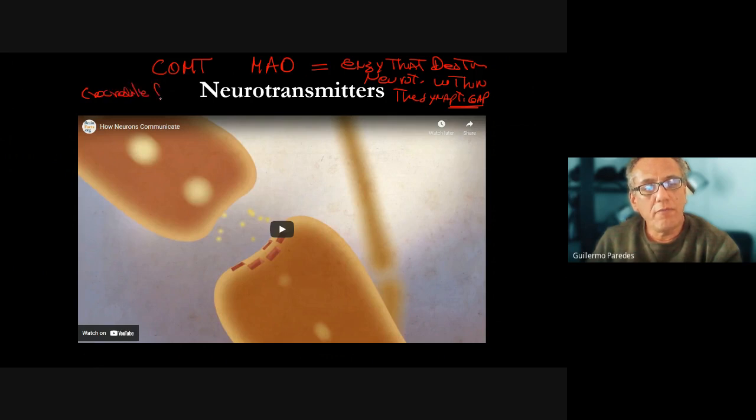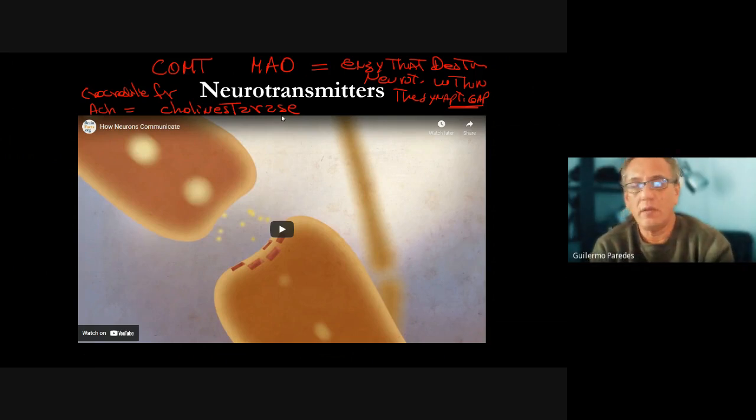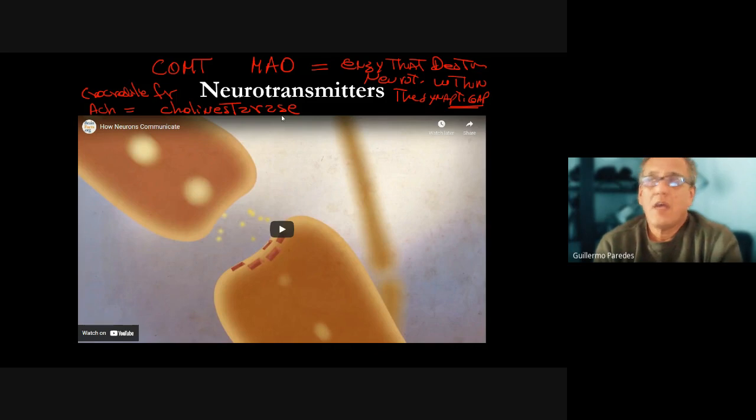The crocodile for the acetylcholine is going to be the cholinesterase enzyme. Cholinesterase is the enzyme that is the crocodile for acetylcholine. So we can actually block that in order to produce more acetylcholine if that is required or needed. So there is a rainbow of possibilities. So I'm giving you the Christmas tree.